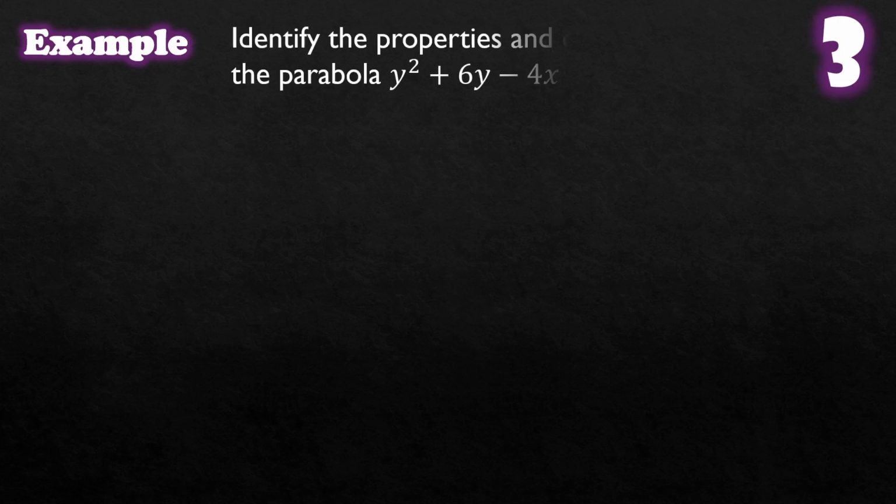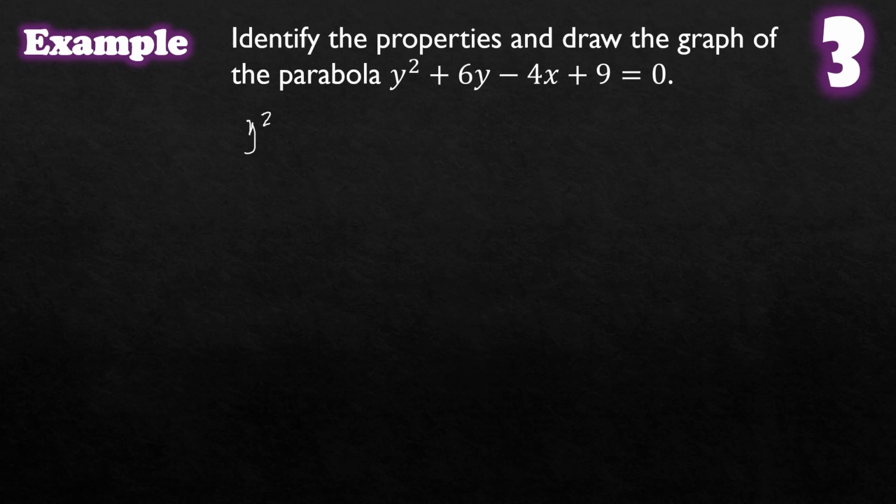Let us have example number 3. Identify the properties and draw the graph of the parabola y squared plus 6y minus 4x plus 9 equals 0. The equation of the parabola is given in general form. To identify the properties, we have to translate the equation to its standard form. To do that, let us isolate the quadratic expression y squared plus 6y to the left-hand side of the equation by adding 4x minus 9 to both sides of the original equation.